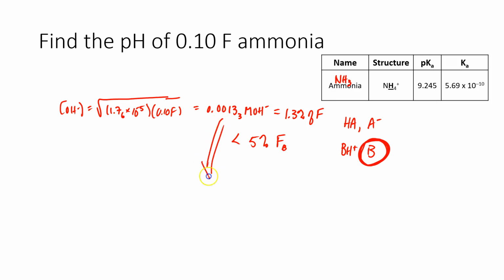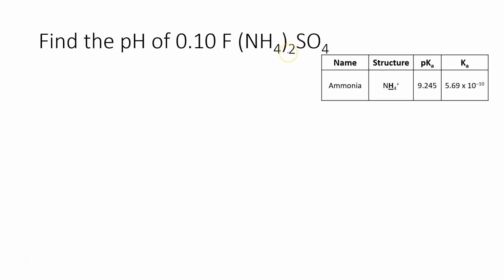So I'm just going to use this OH concentration to get the pH, and I'm getting 11.12 as the pH. And again, we thought we had a weak base. We ended up with a basic pH. Things are making sense. I'll leave you with one final example, the pH of this solute.